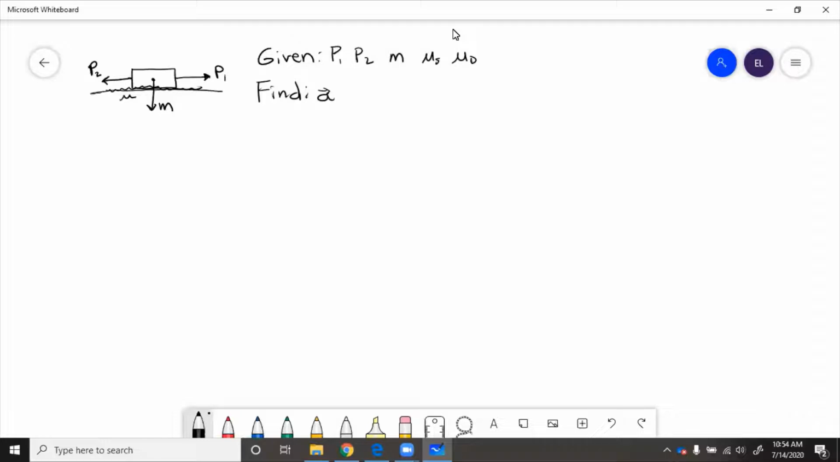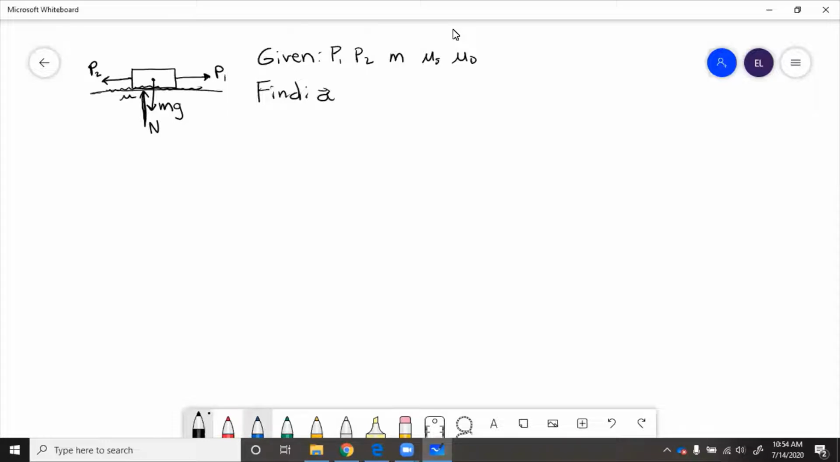So step 1 is draw the free body diagram. Well, let's see. We've got two forces on here. We know that the force from the mass points down, so we'll have mg. And we also know that the normal force points up, say that's N. But what direction does the friction force point? Well, that depends on which force is greater, P1 or P2.